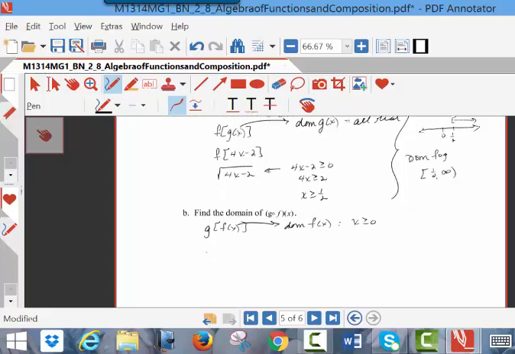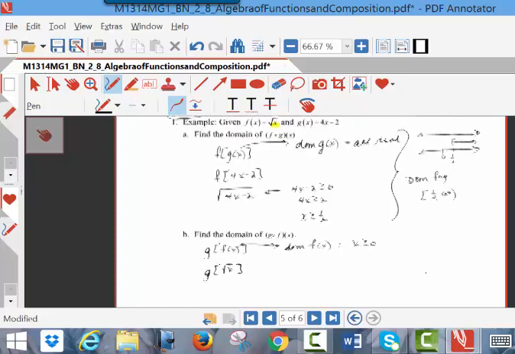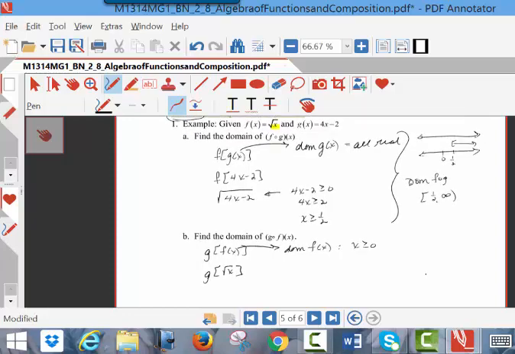So now I take a look at this. This is g of the square root of x, because that is what f of x is. And so this becomes 4 times the square root of x minus 2. So the restrictions on this is I just have a square root. I don't have a fraction or anything. So this remains x greater than or equal to 0, because the only thing I have is a square root of x again.